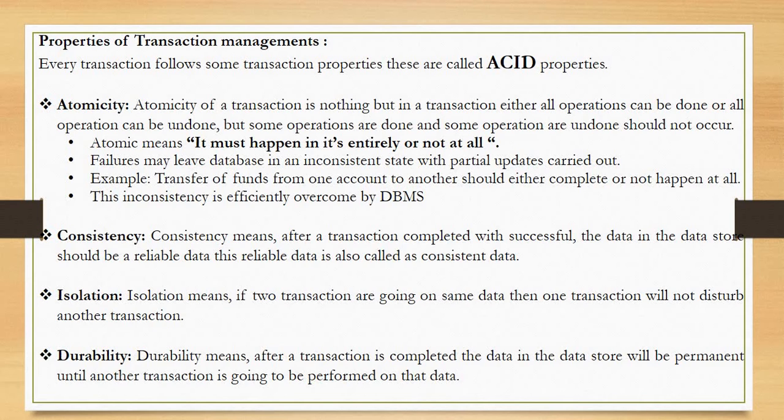Then isolation. Isolation is nothing but if two transactions are going on the same data, then one transaction will not disturb the other. Like a railway track, track one should not interfere with track two. So a more parallel way of transaction is isolation.